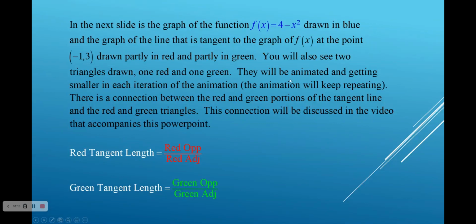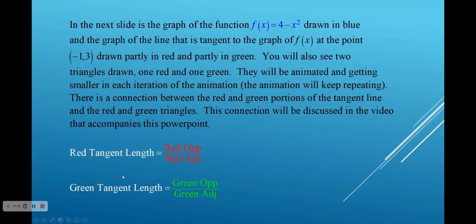The triangles are going to be animated and keep getting smaller in each iteration of the animation. And the animation is going to actually keep repeating itself as long as I let it. And I've created a connection between the red and green portions of the tangent line and the red and green triangles. And this connection we'll look at in a moment.